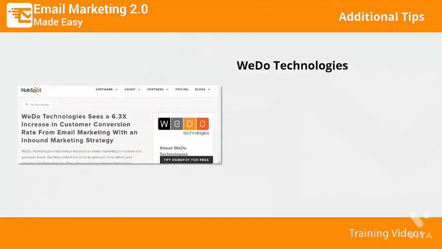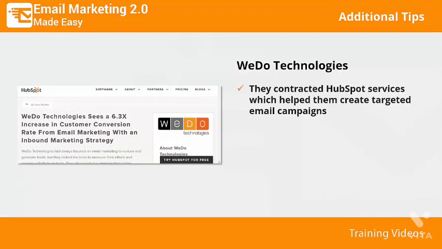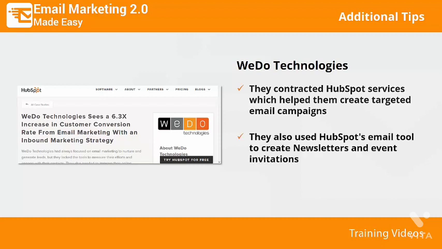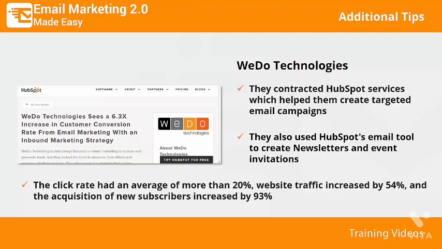We Do Technologies. They contracted HubSpot services, which helped them create targeted email campaigns. They also used HubSpot's email tool to create newsletters and event invitations. The click rate had an average of more than 20%, website traffic increased by 54%, and the acquisition of new subscribers increased by 93%.